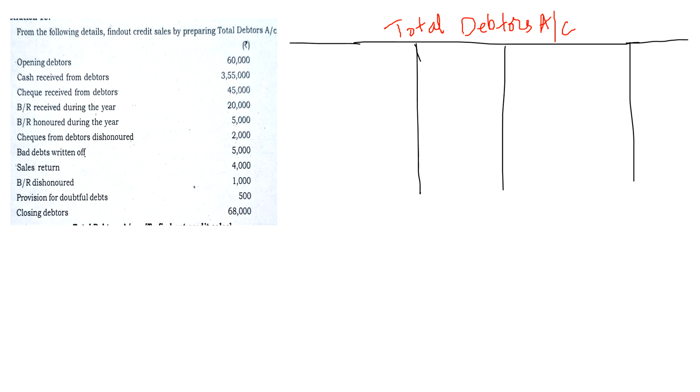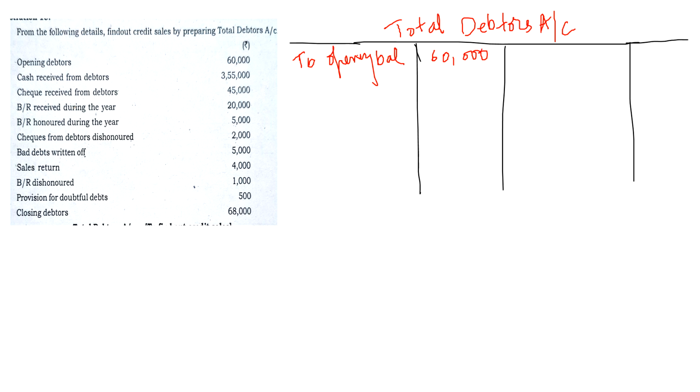So the first item we have is opening debtors, 60,000. Where will we write that? We'll write it here as opening balance, or opening debtors, you can write there. The amount is 60,000.